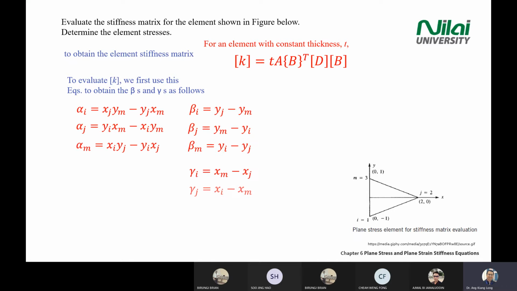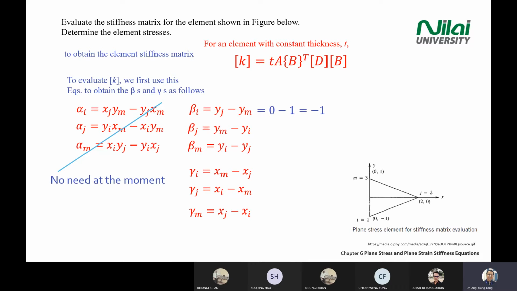I show you the first one just to test you understand. So beta i equals yj minus ym. What does yj mean? It means the point j y coordinate, 0. ym, what does it mean? It means the point m y coordinate, 1. So 0 minus 1 equals minus 1.